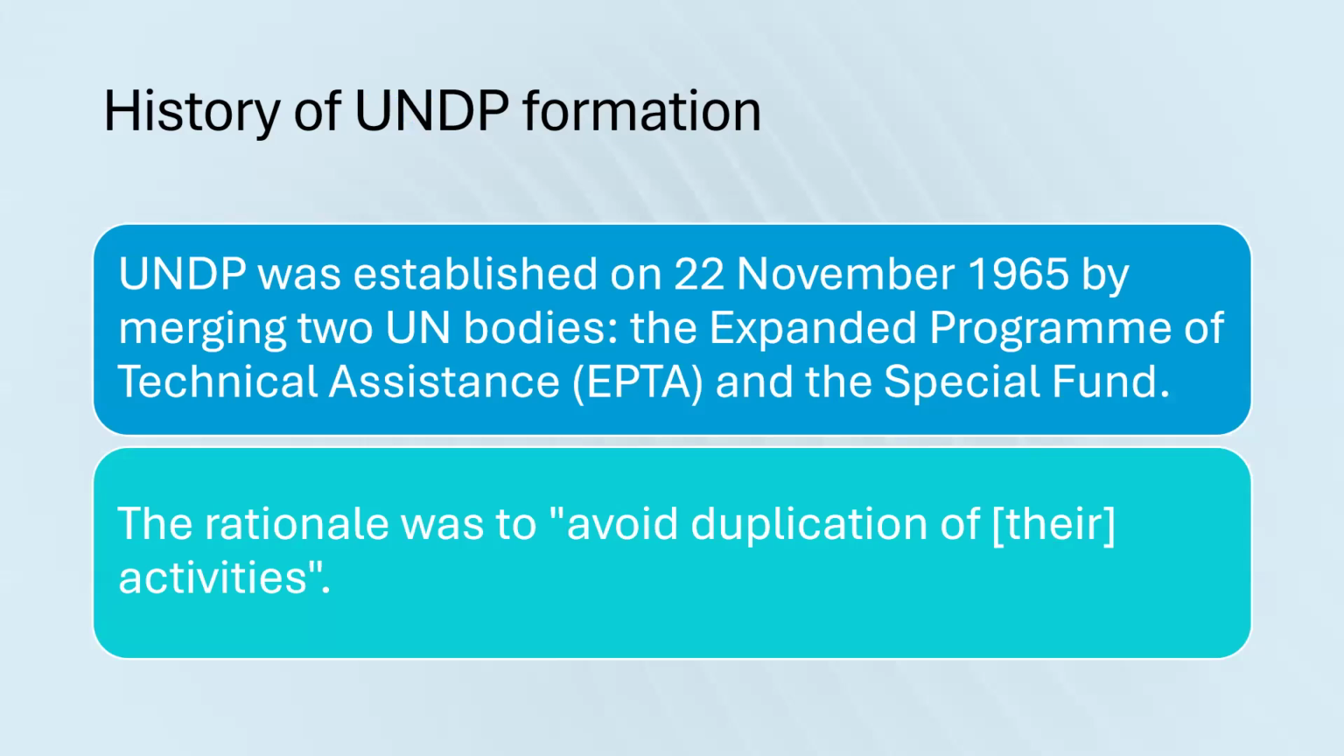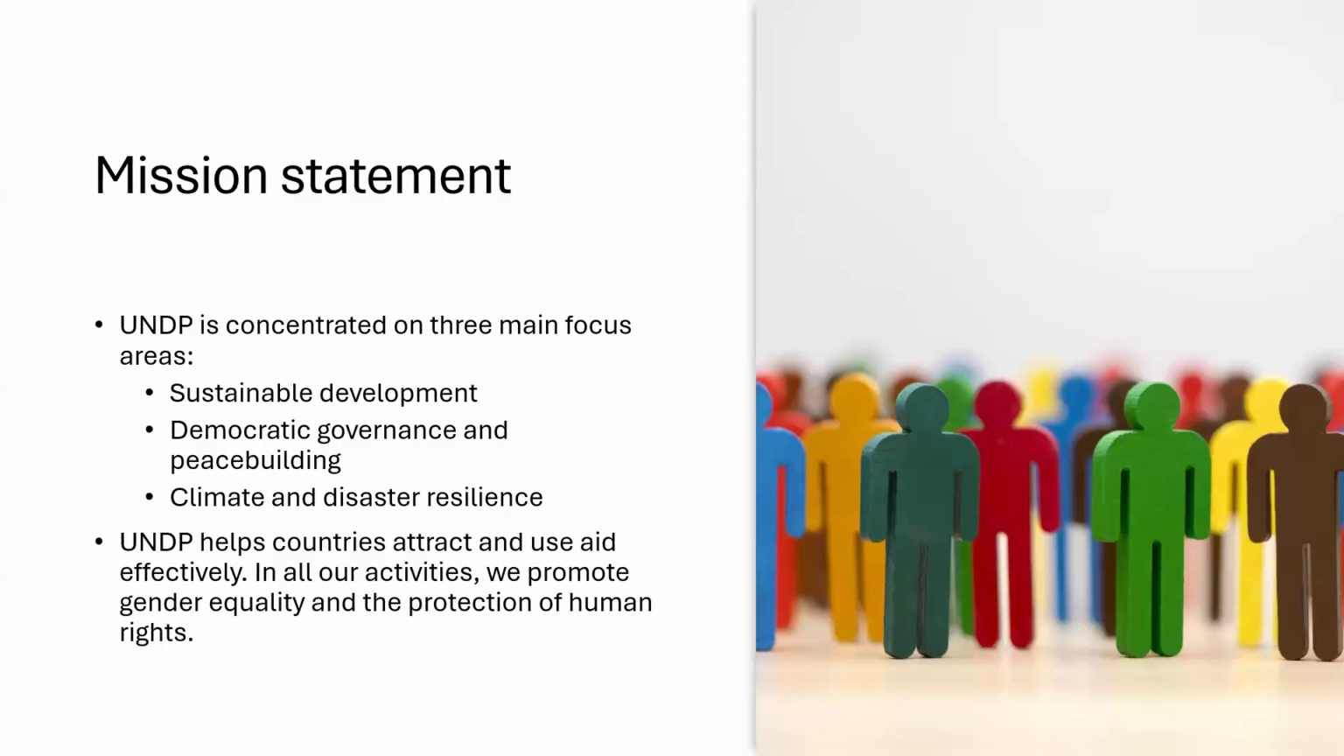History of UNDP formation. UNDP was established on 22nd November 1965 by merging two UN bodies, the Expanded Program of Technical Assistance (EPTA) and the Special Fund. The rationale behind was to avoid duplication of both of their activities. So the mission statement. UNDP is concentrated on three main focus areas: sustainable development, democratic governance and peace building, climate and disaster resilience. UNDP helps countries attract and use aid effectively. In all of their activities, they promote gender equality and protection of human rights.